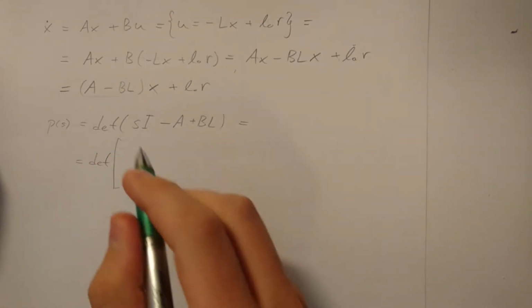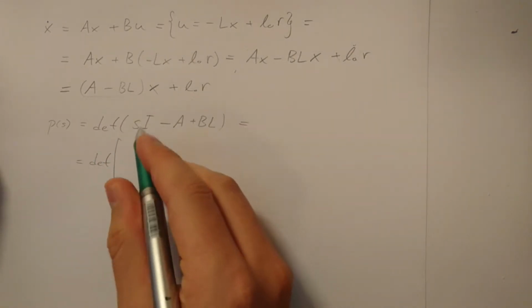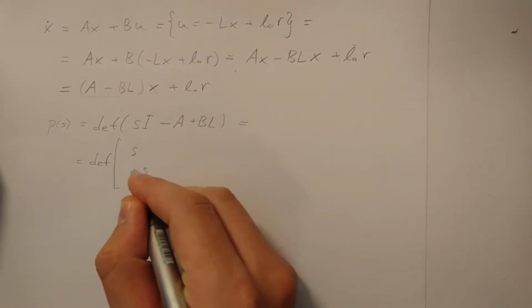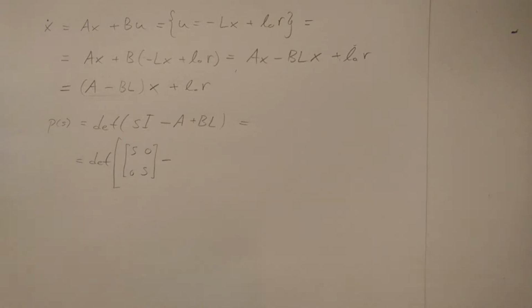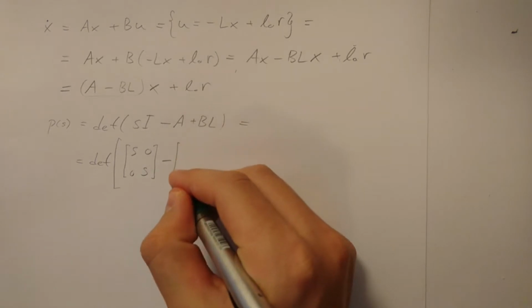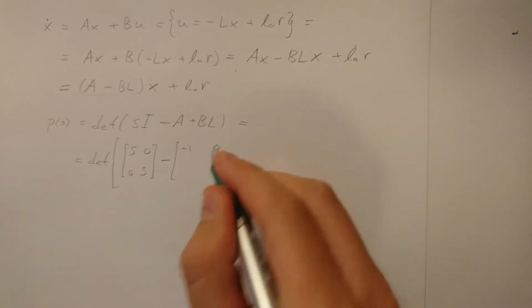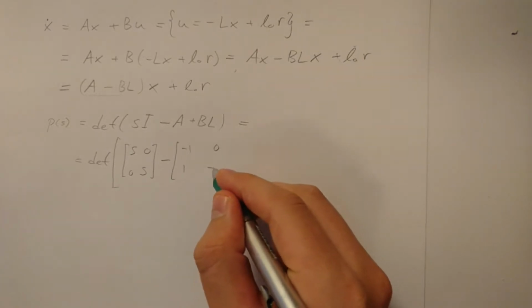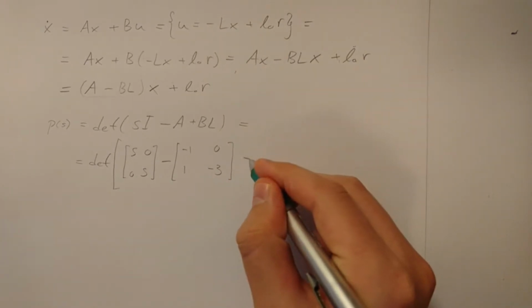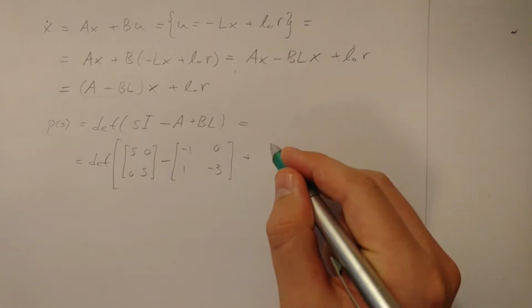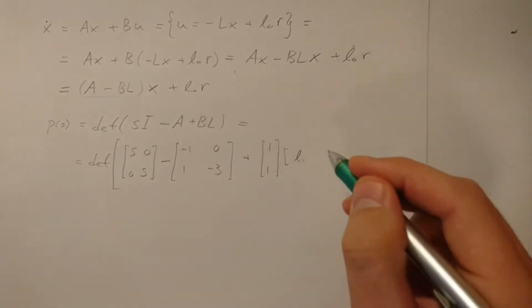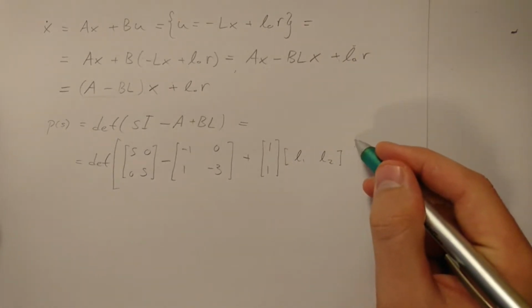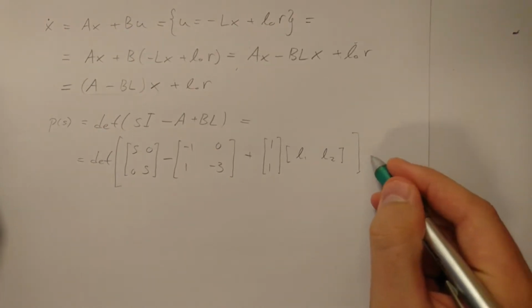So let's put some brackets here. We have the determinant of sI, which is just s, s and then 0, 0, s times the identity matrix, minus A, and A was what? It was minus 1, 0, 1, and minus 3. And then plus BL, and B was just equal to 1, 1. And then we have L, which is L1 and L2.